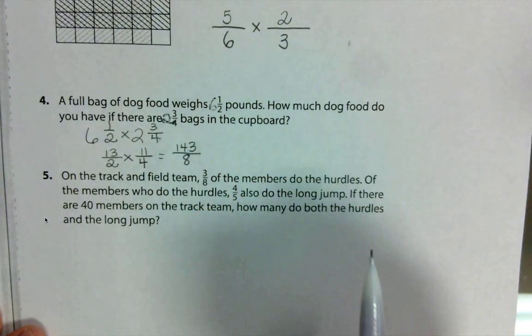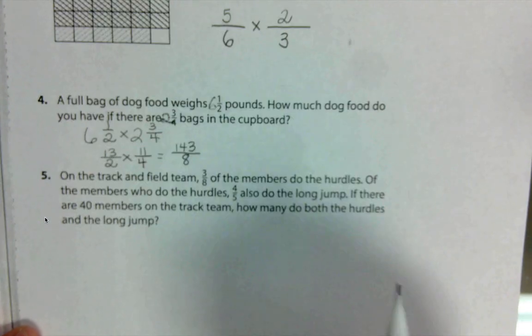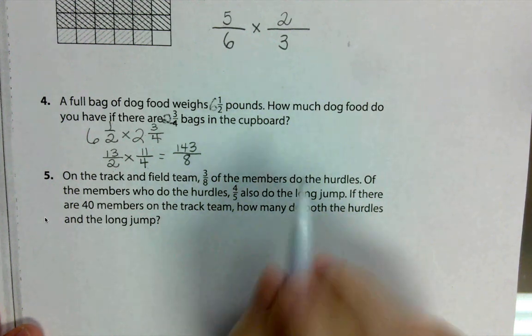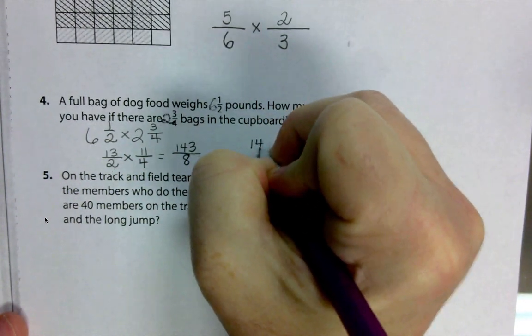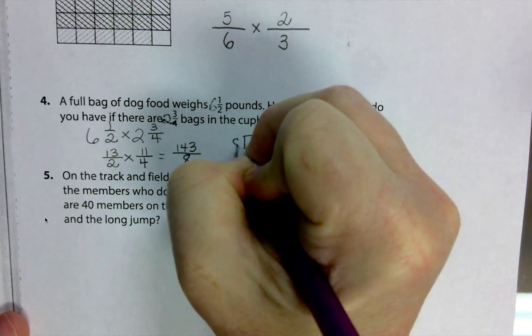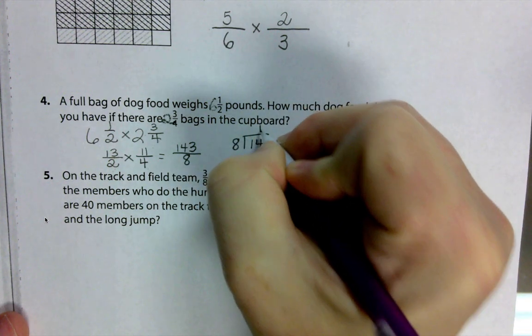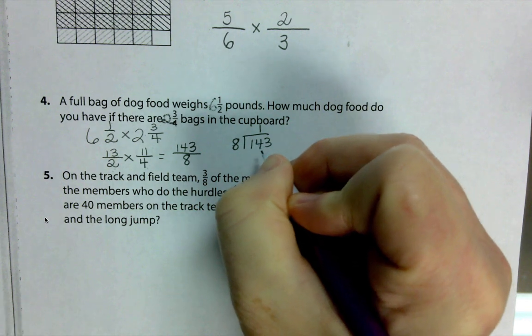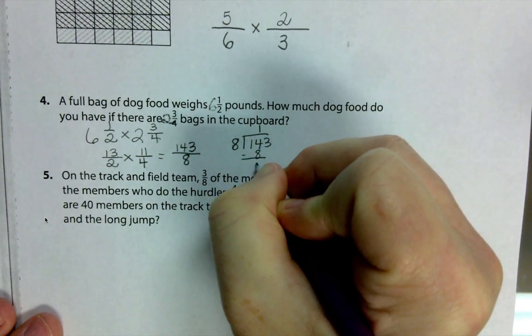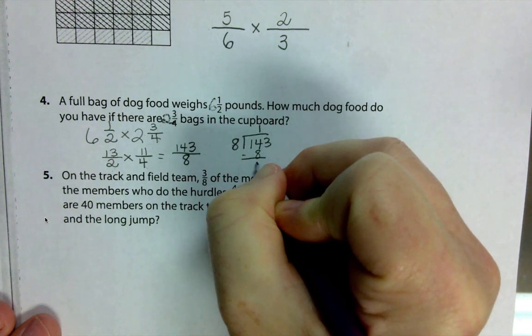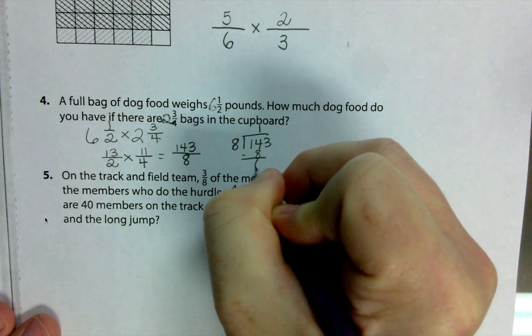This is not an acceptable answer. Hear me out. You have to convert back to a mixed number. So 143 divided by 8. 8 goes into 14 one time. 1 times 8 is 8. 14 minus 8 is 6. Am I right? Yep.